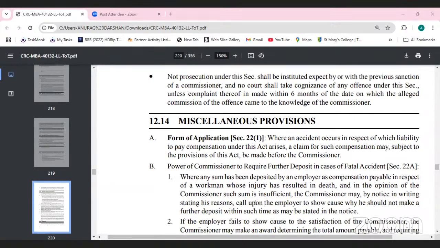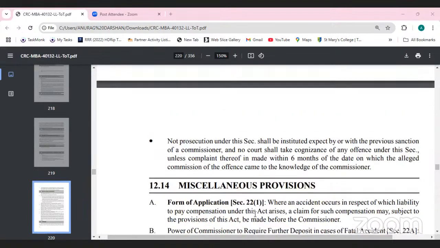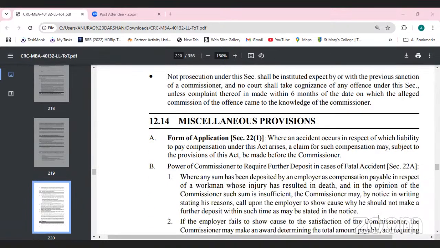Other than that, we have miscellaneous provisions, form of application as per section 22 subsection 1. Whenever an accident occurs in respect of which the liability to pay compensation under this Act arises, a claim for such compensation may, subject to the provisions of this Act, be made before the commissioner.